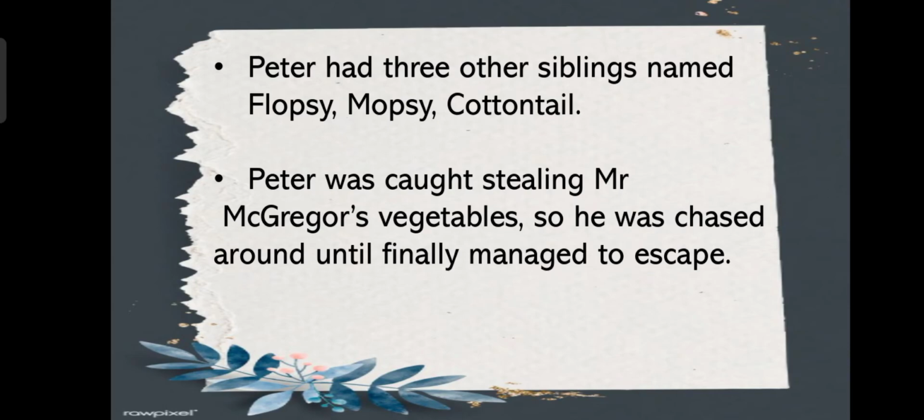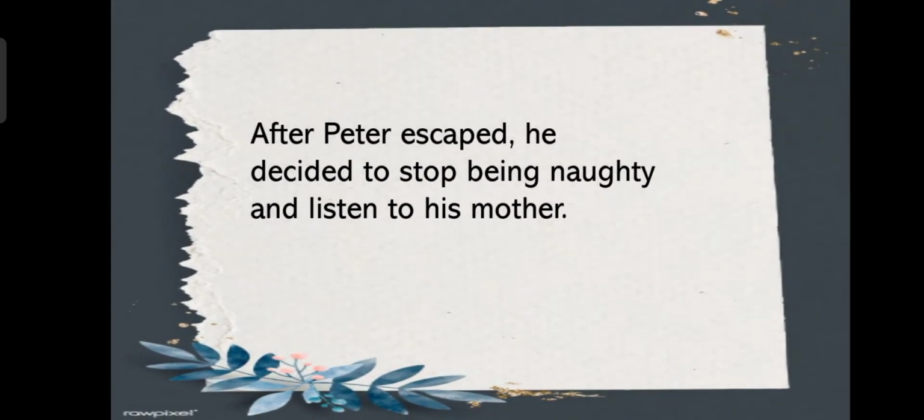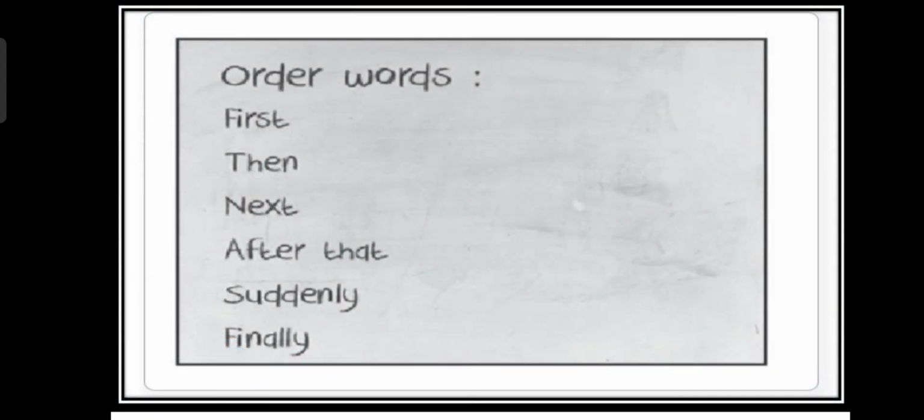Peter had 3 other siblings named Flopsy, Mopsy, and Cottontail. Peter was caught stealing Mr. McGregor's vegetables. So he was chased around until he finally managed to escape. After Peter escaped, he decided to stop being naughty and listen to his mother. Do you also do the same? So please learn something from Peter. These are your keywords that you are going to use for making the sentences.